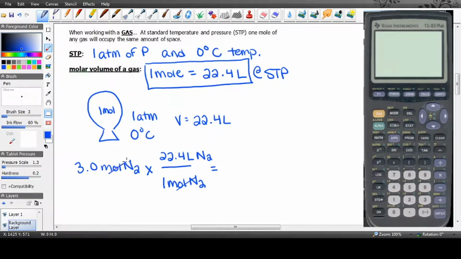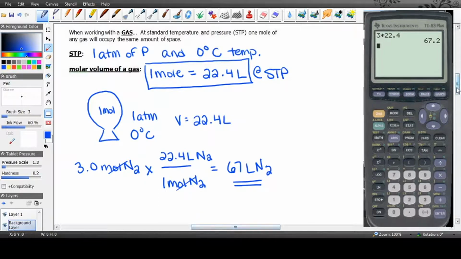So my moles cancel out. I multiply 22.4 times 3, and I get 67.2, but I only need 2 sig figs here, so 67 liters of nitrogen. This is how we use molar volume as a conversion factor.